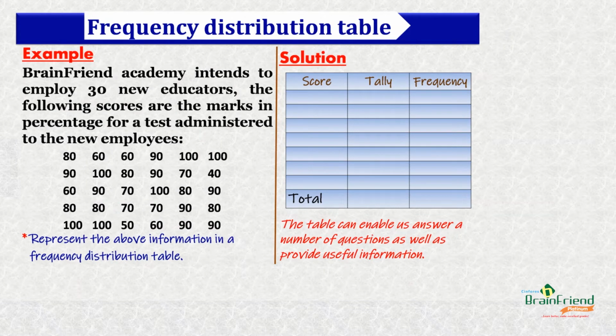Example 1. BrainFriend Academy intends to employ 30 new educators. The following scores are the marks in percentage for a test administered to the new employees. You can see the scores as recorded from the test administered to these new employees. Now we are expected to represent these data in a frequency distribution table. Now, the first thing to do is to write out our array.